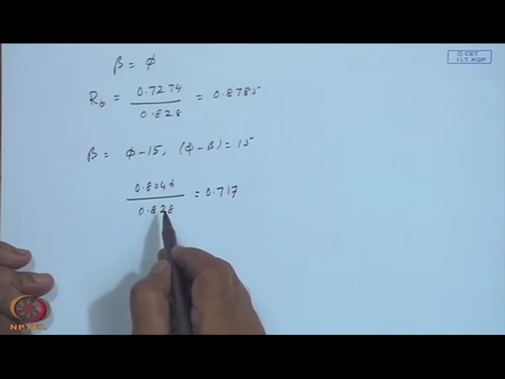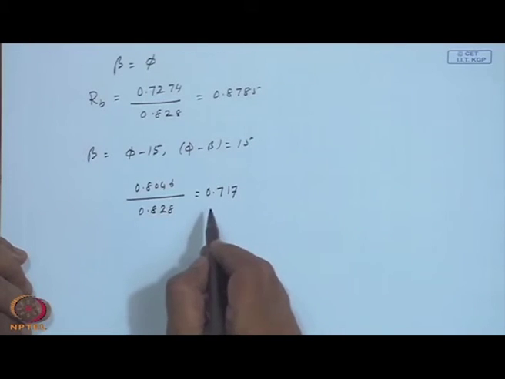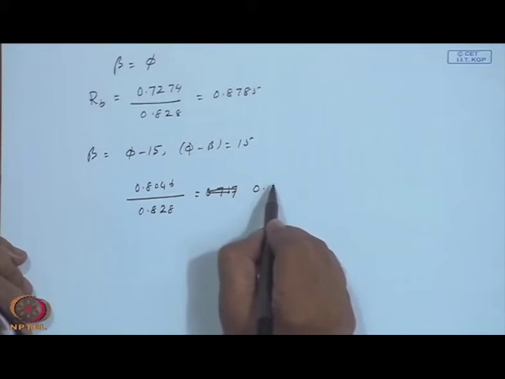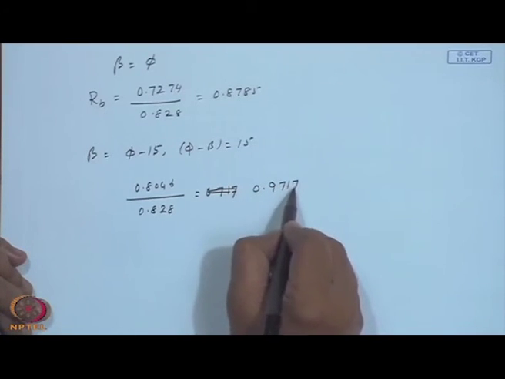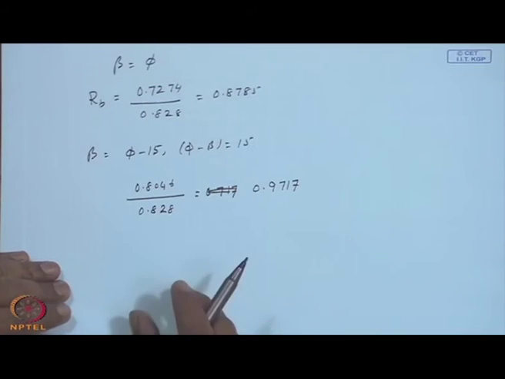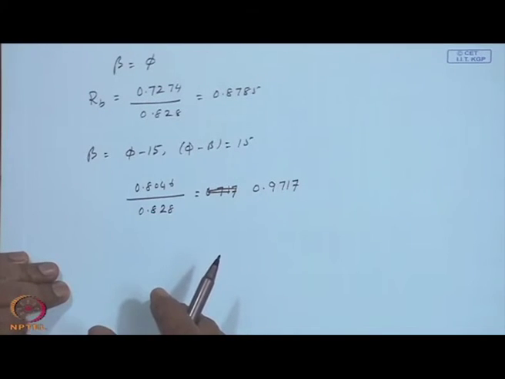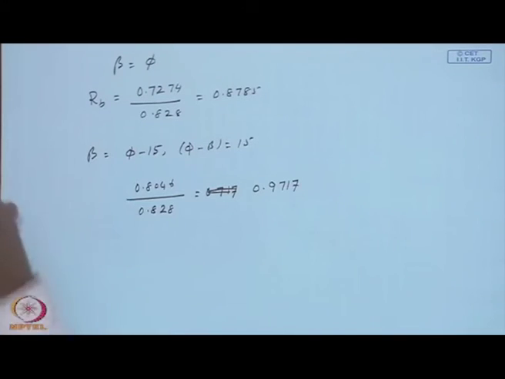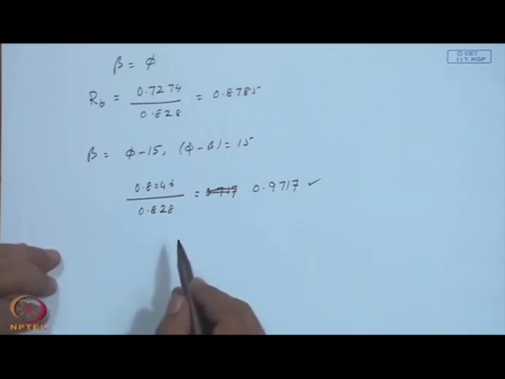So, this will be 0.9717. So, you are still in the positive declination zone and you have chosen a beta lower than phi, right, and consequently phi minus beta is positive. So, that should be a little favorable. Consequently, you have a value higher than the previous two occasions.